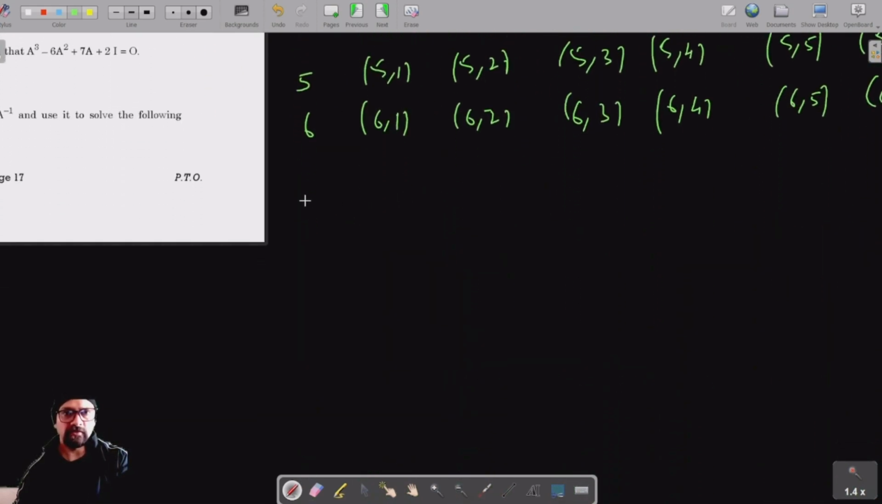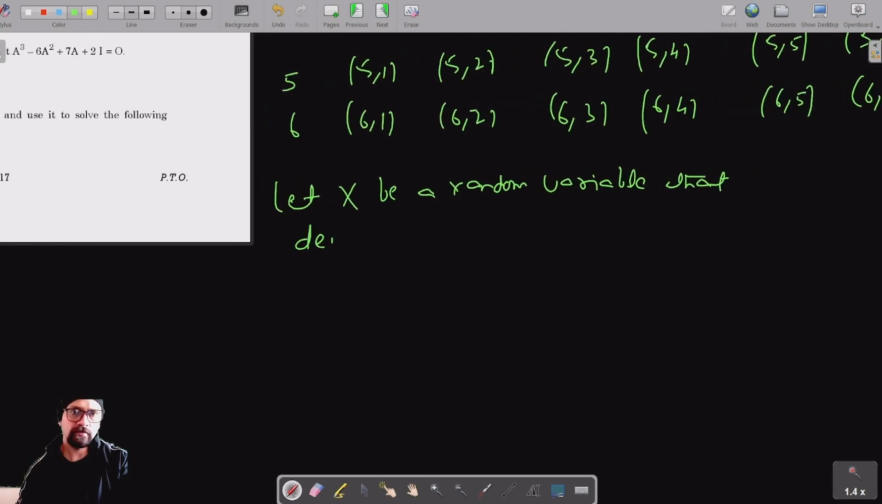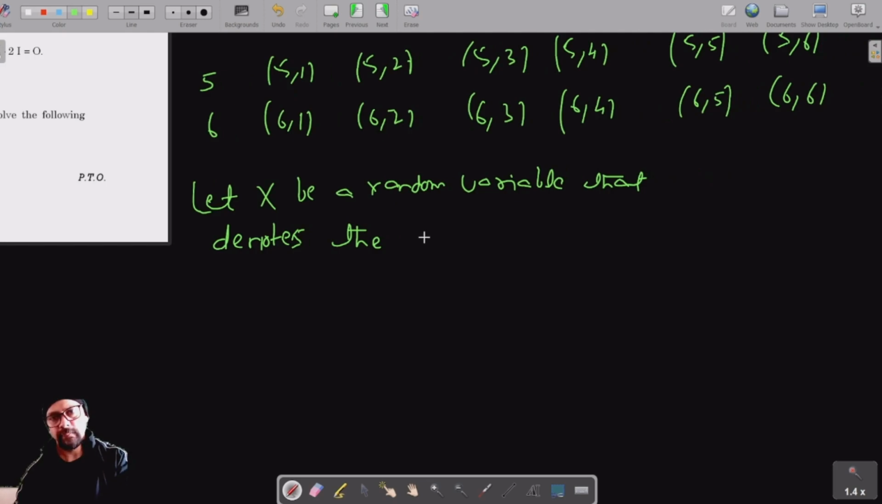So x denotes, let x be a random variable that denotes the absolute difference.